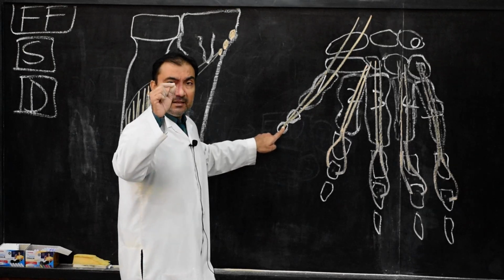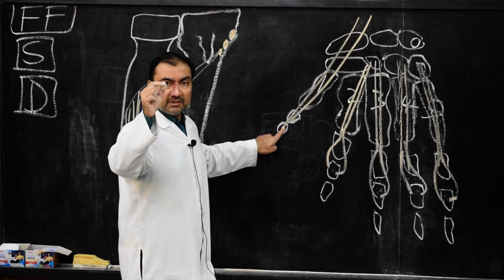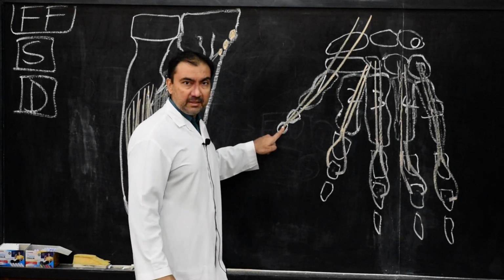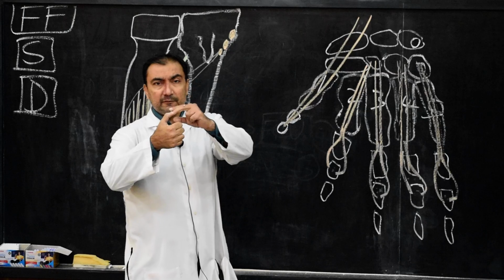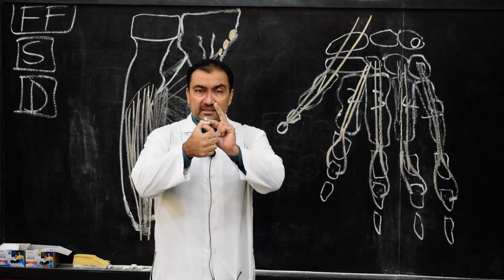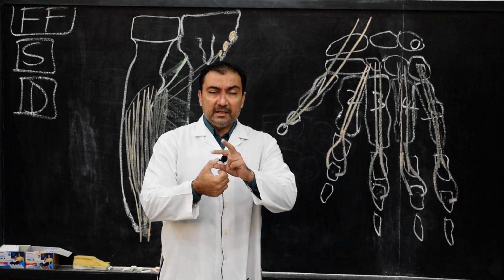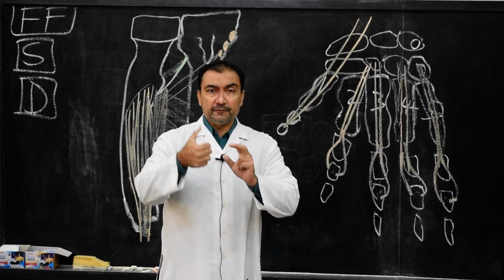What is the nerve supply? The nerve supply will be anterior interosseous branch of median nerve. And the action will be the flexion of the distal phalanx of the thumb, or the flexion of the interphalangeal joint of the thumb.